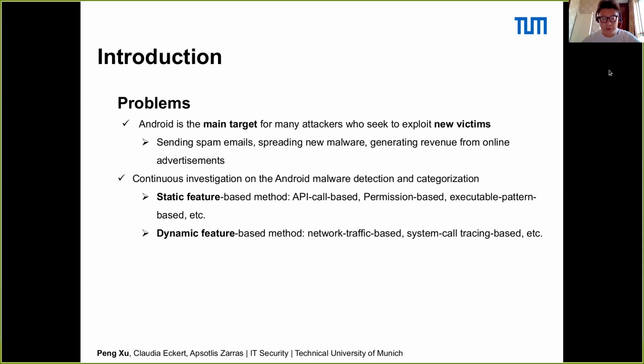The first one is the static feature, which includes API call based methodology, permission based methodology, and executable binary, executable file and pattern based features. On the other hand, we also have dynamic feature based methodology, like dynamic features from the network traffic and also system call tracing. And we also have log file based dynamic features. But here, we just put the log file based systems into the system call tracing based methodology because they use very common techniques.